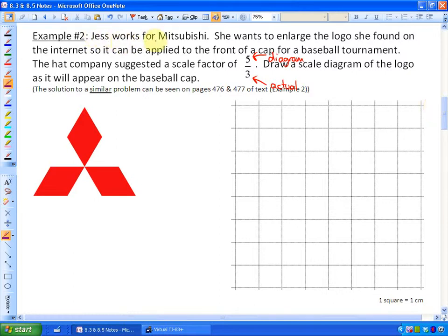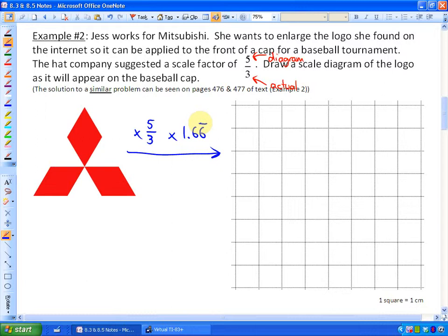It says, Jess works for Mitsubishi. She wants to enlarge the logo she found on the internet so it can be applied to the front of a cap for a baseball tournament. The hat company suggested a scale factor of 5 to 3. In other words, the diagram is going to be bigger than the actual. So what we're going to do is multiply the actual by 5 over 3, which is equivalent to about 1.6 continued, so whatever you like to do.